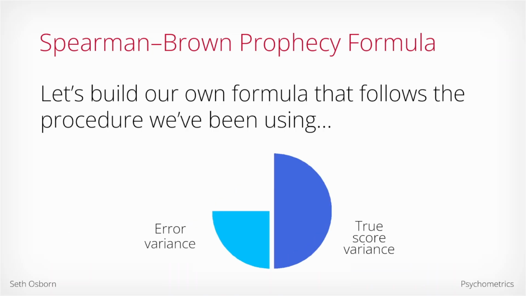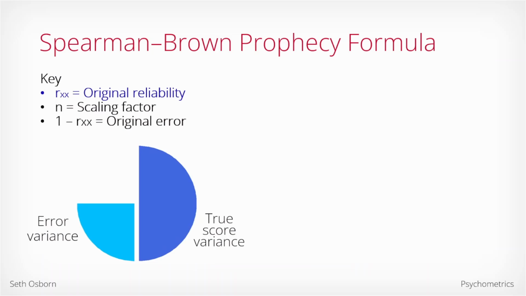But before we walk through the formula step by step, I want to try something daring. Let's see if we can build our own formula to represent the process that we've been using in these visual examples. First, let's make sure we're clear on the key terms before we start using them to build an equation. Okay, so you already know Rxx is the original reliability estimate and N is the scaling factor. But let's add another term, 1 minus Rxx, which is the opposite of reliability.